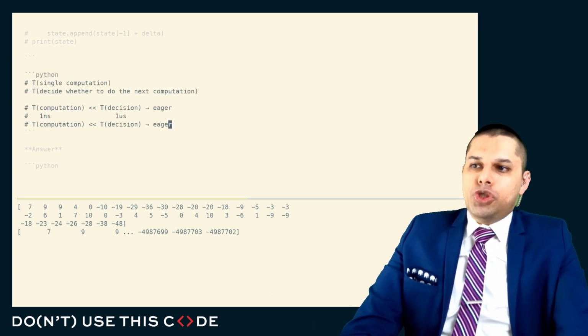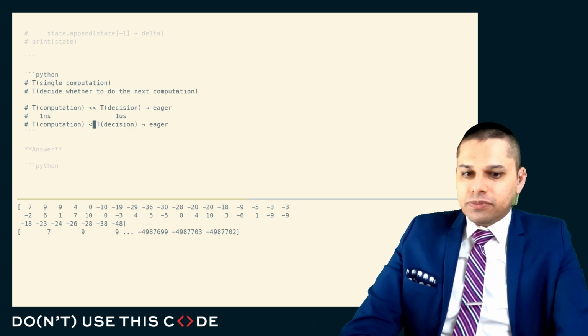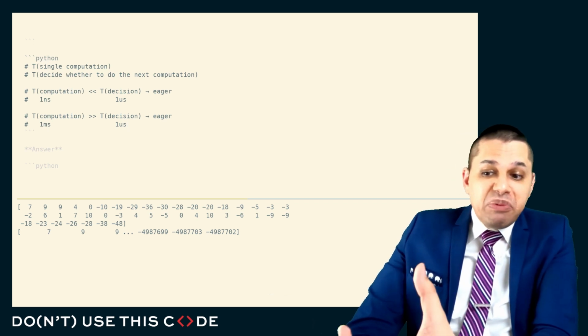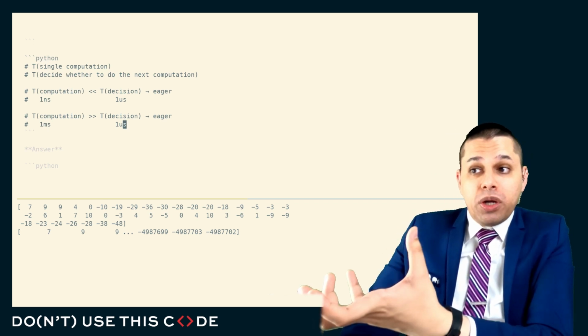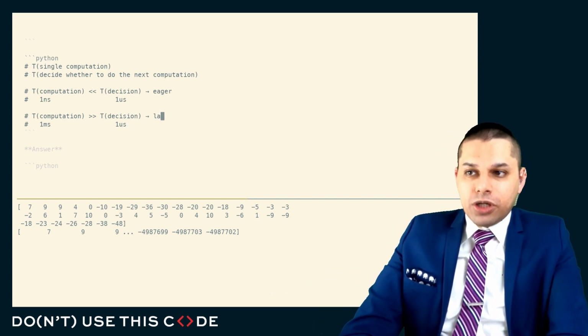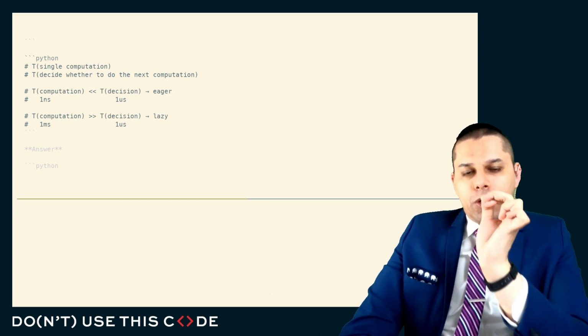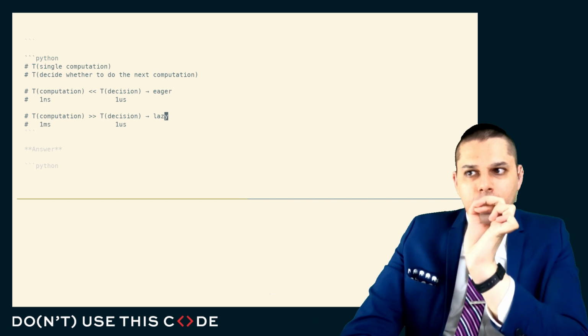If the regime is in the opposite direction, the time for the computation is dramatically greater than the time for the decision. Again, maybe the computation takes a millisecond and the decision takes 1 microsecond. Then, instead of an eager computation, we want a lazy computation. This is our key to where pure Python and NumPy or pandas coexist.